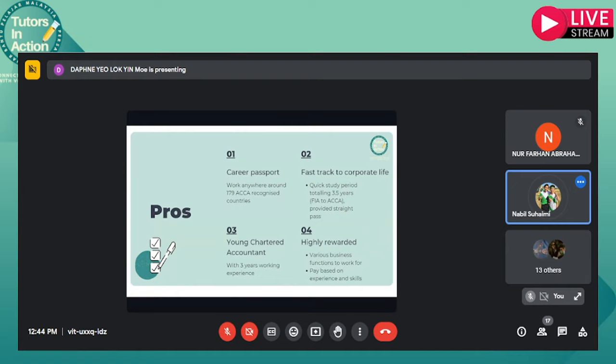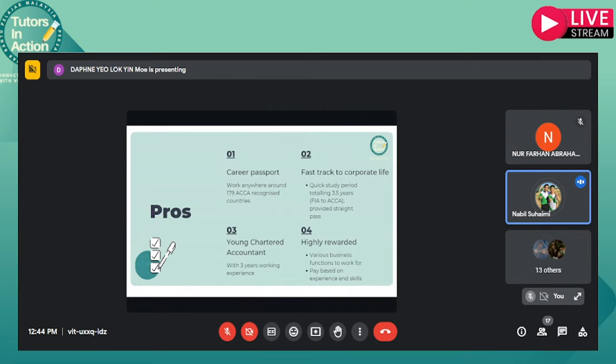So the pros of doing this qualification: first, you will have a career passport. You can work in 179 countries recognized by ACCA. That means, remember that I said that ACCA is not a degree, however, it's a professional qualification. From this qualification alone, you can work in these 179 countries that are recognized by ACCA.